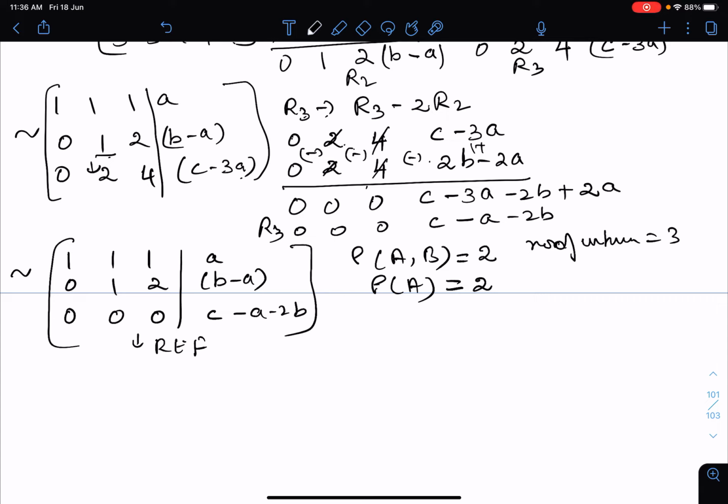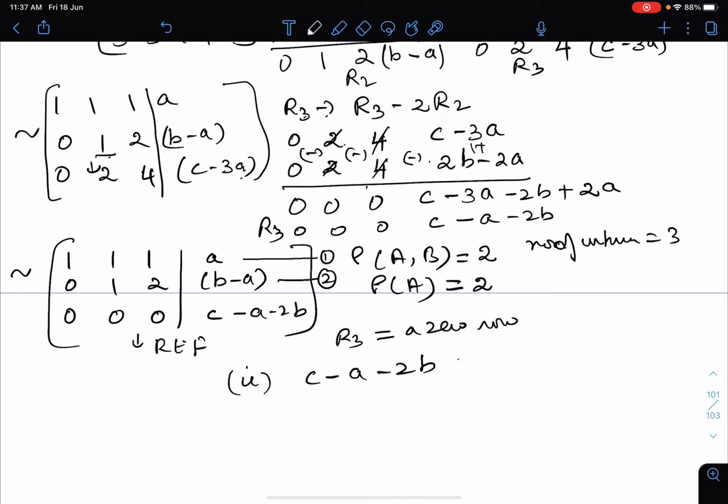That means number of non-zero rows. This is our first non-zero row. This is our second non-zero row. This should be a 0 row. Then only you can write the rank as 2. Which means row 3 should be equal to a 0 row, isn't it? That is C minus A minus 2B should be equal to 0. Then only you will get this as 2 and 2.